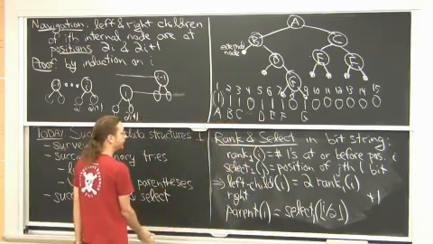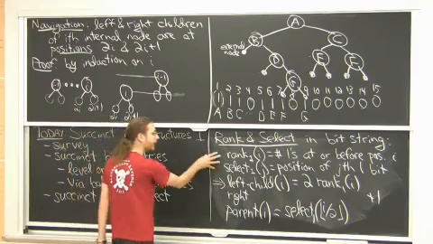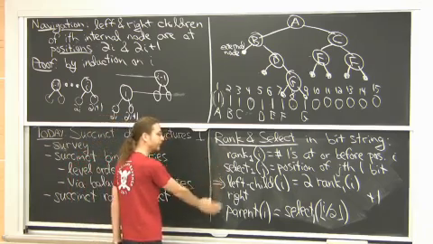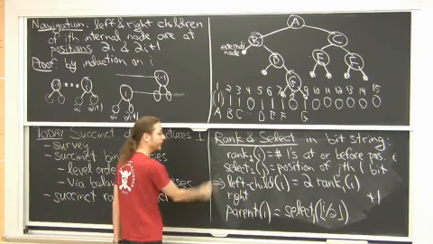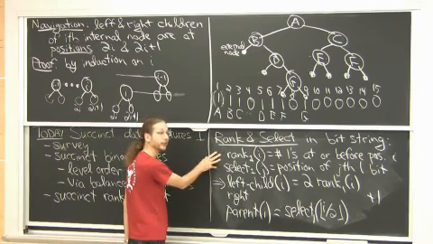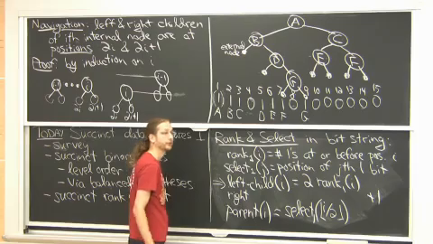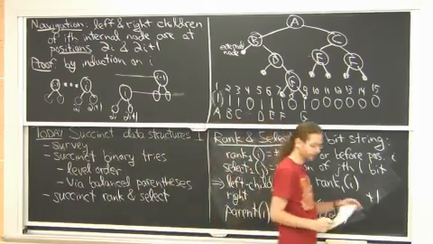Okay, so that lets me implement this. If I have rank and select in constant time, now I can do left child, right child, parent in constant time. The remaining challenge is how do I do rank and select? And that's what we're going to do next. Any questions about that before we go on?